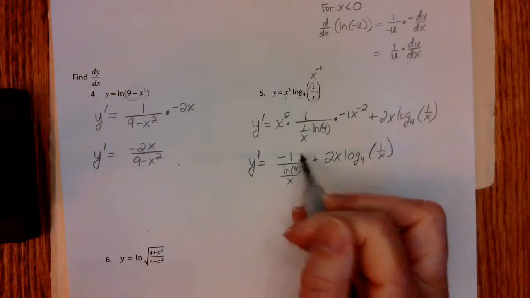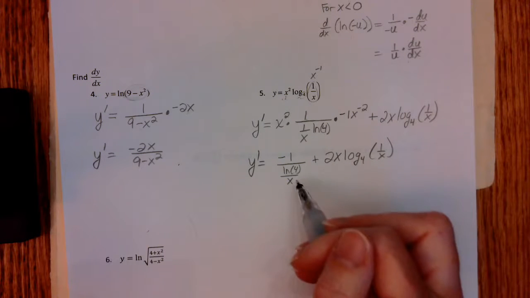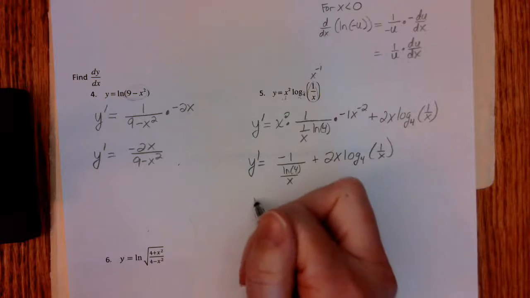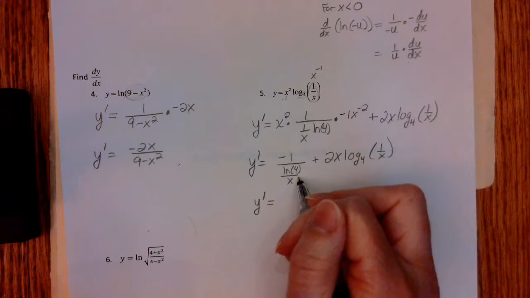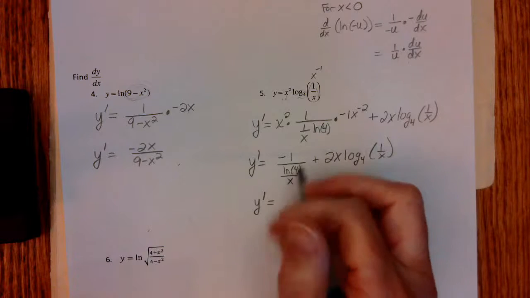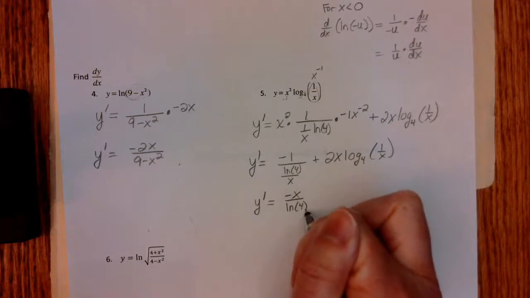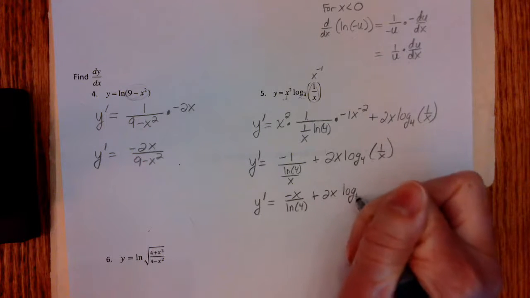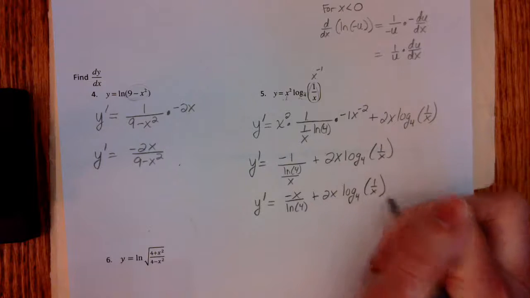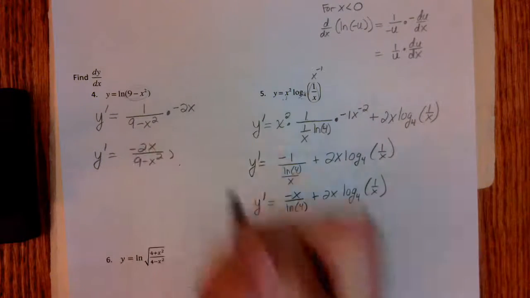This does clean up a little bit more because we do not want to have the derivative as a complex fraction. So dividing by one quantity is like multiplying by its reciprocal. I end up with negative x over the natural log of 4 plus 2x log base 4 of 1 over x. And I forgot to do my domain over here.